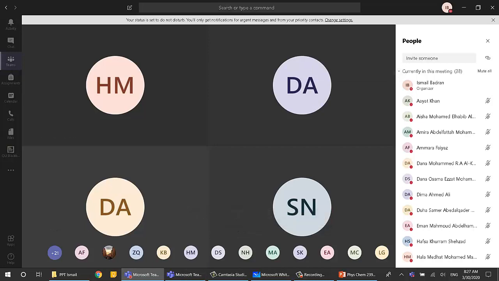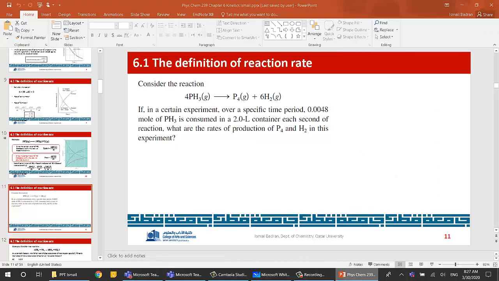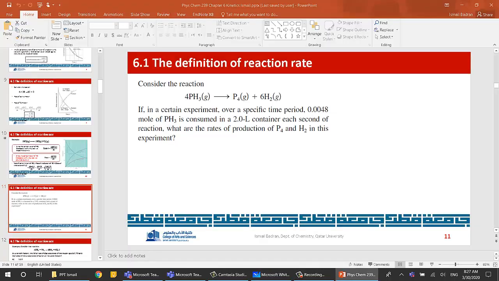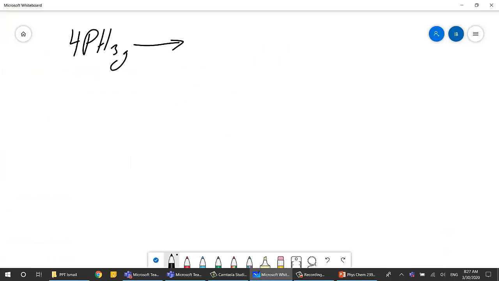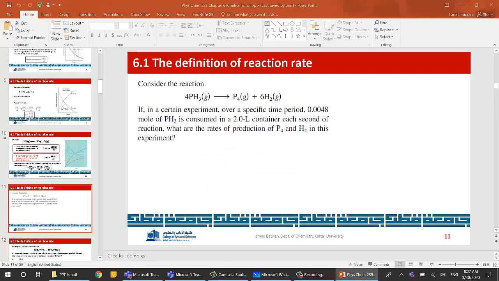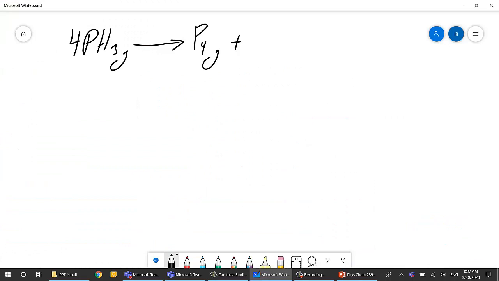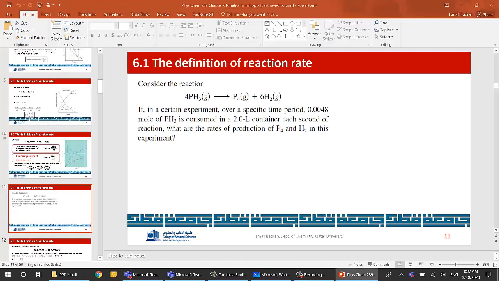Okay. So 4PH3 gas goes to P4 gas plus 6H2. For all gases.